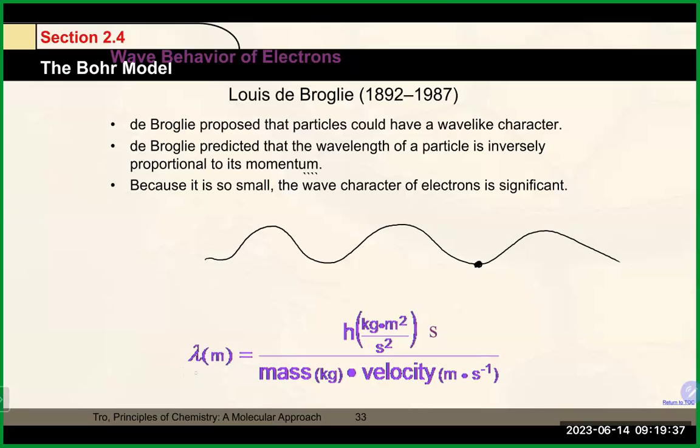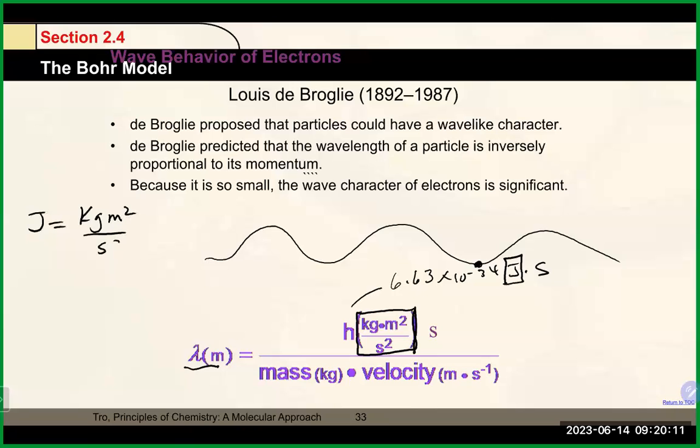And to calculate the de Broglie wavelength, the wavelength in meters is equal to h, times the seconds here, divided by the mass, divided by the velocity. And h is Planck's constant. So again, that is our Planck's constant, 6.63 times 10 to the minus 34 joules times seconds. This joules part right here is what we saw the other day. And remember that a joule is equal to a kilogram meter squared per second squared. So that is what that part of it is for.